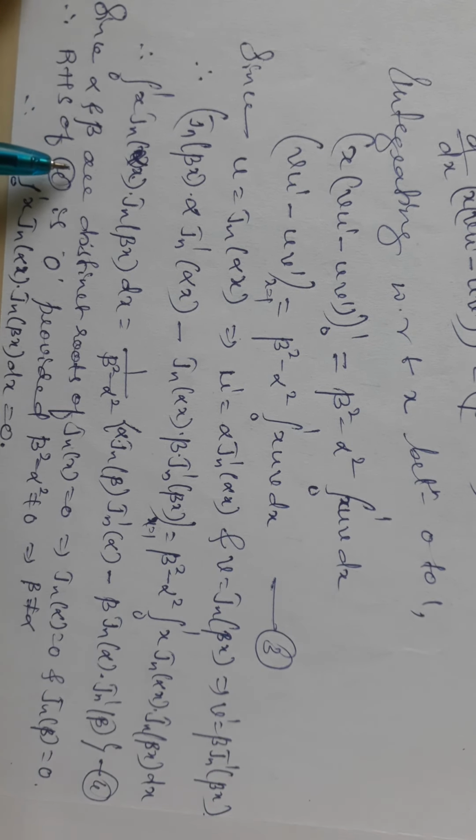Since alpha and beta are distinct roots of Jn(x) = 0, hence Jn(alpha) = 0 and Jn(beta) = 0. Therefore the right-hand side of equation 4 is 0, because Jn(beta) is 0 and Jn(alpha) is 0, provided beta² − alpha² is not 0, that is, beta is not equal to alpha. Therefore equation number 4 becomes the integral from 0 to 1 of x Jn(alpha x) Jn(beta x) dx equal to 0. This is the proof.